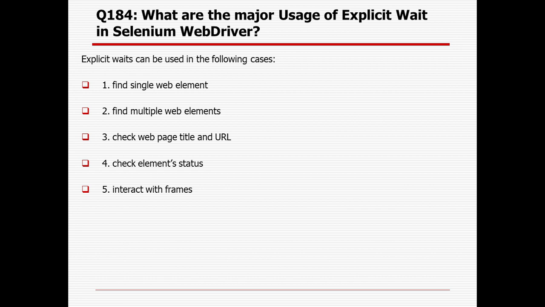whatever you have given for the explicit wait. What are the major usages of explicit wait in Selenium WebDriver? Explicit wait can be used for the following cases. In case you want to find a single element, explicit wait can be used. If you want to find multiple elements, if you want to check the titles and the URL of the page, if you want to check the element status, whether this element is clickable, displayed or not, and if you want to interact with the frames, right?